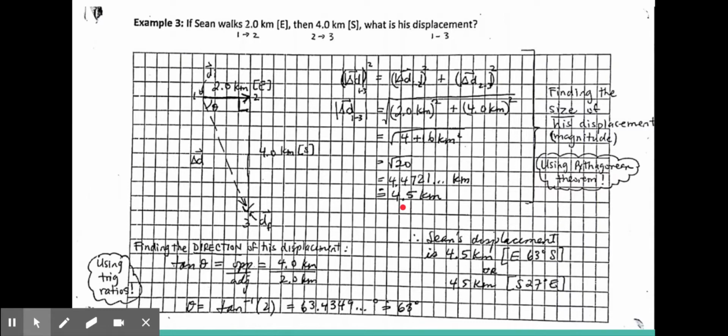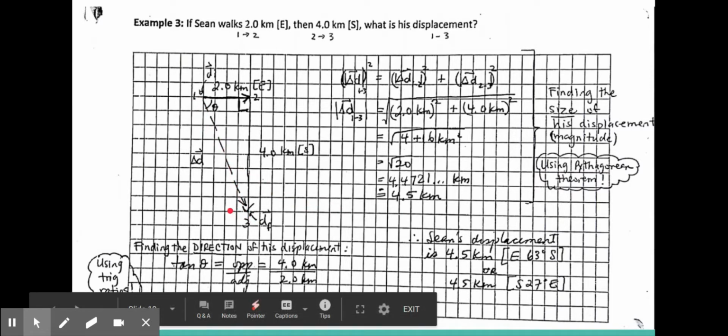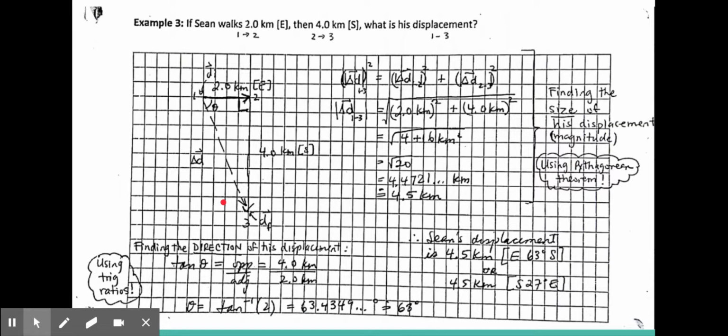Our answer does not stop here. It's a displacement, which remember is a vector. Vectors have direction. So how do you describe the direction of this vector here, displacement? We can't just say it's southeast, because if you say southeast, it means exactly 45 degrees between south and east. We need to find what this angle actually is. If this was a scale diagram, you could use a protractor, we can use a trig ratio here as well.